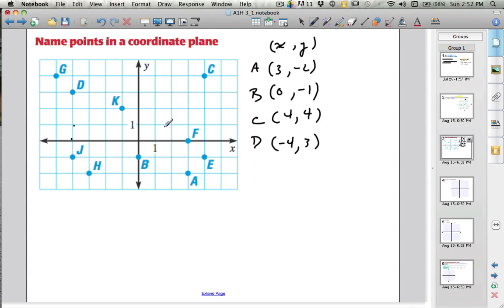I'm not going to finish doing the rest of the points, I think you get the idea. The important point is that each point is identified by an ordered pair that measures the horizontal change and the vertical change from the origin, which is 0, 0.